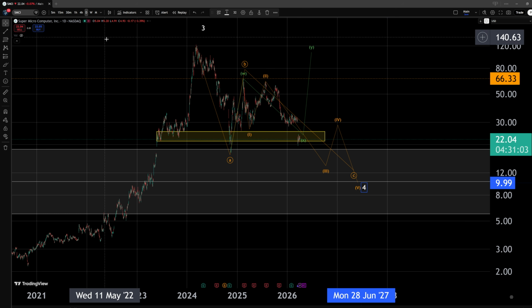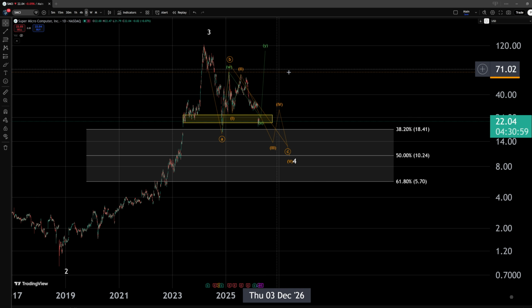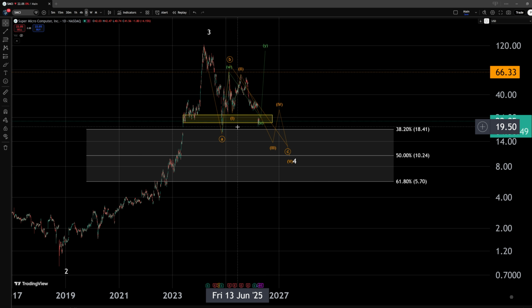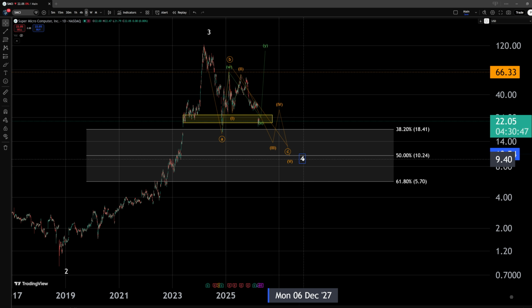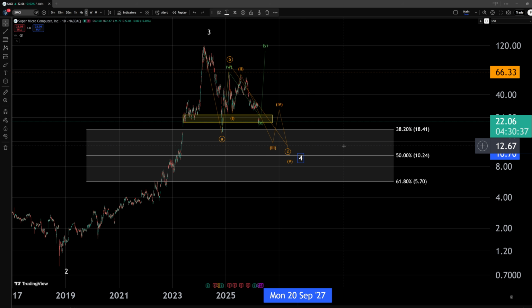So, to provide the context of this overall correction, we are looking at a larger potential leading diagonal. Currently, we would be within the larger wave 4. We expect to form a reversal into higher prices from the support zone between $18.4 down to $5.7. And as long as we do not break the levels of support for such a structure, we can expect the wave 5 to play out.